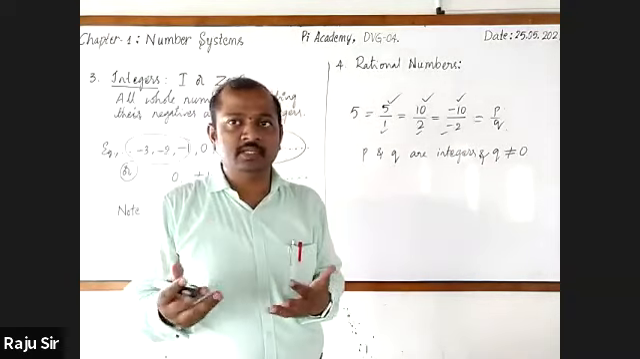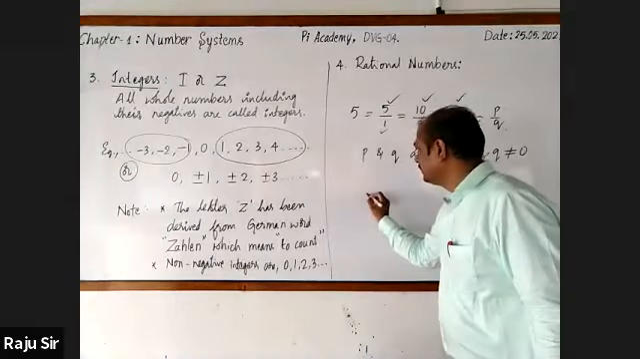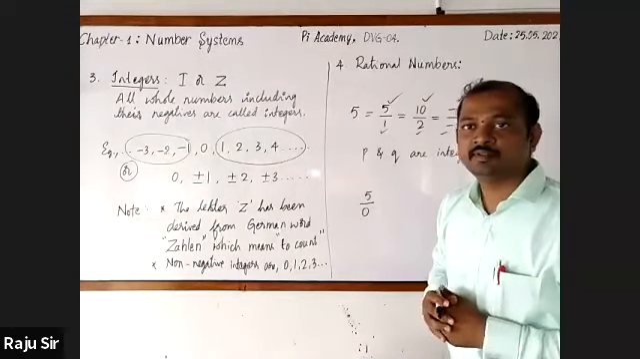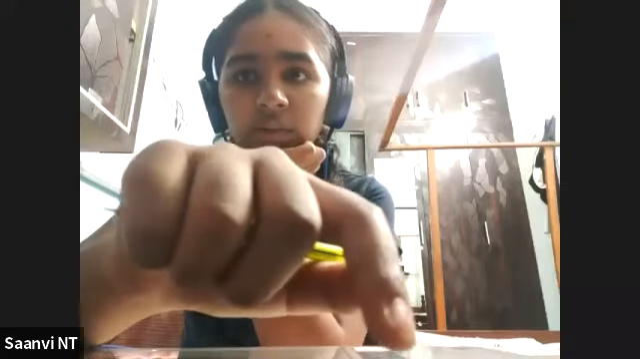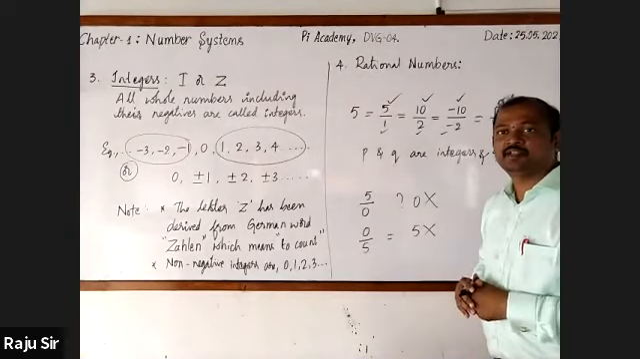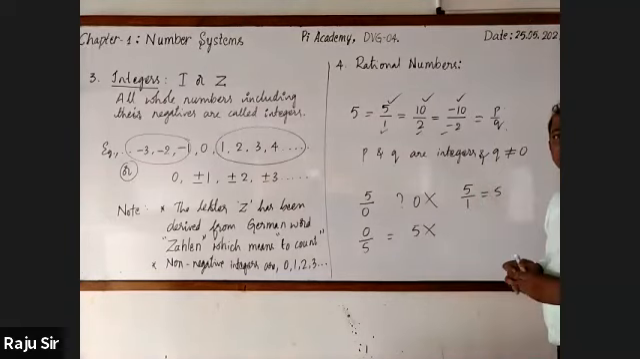You may be thinking, what happens if 0 is there in place of Q? See, 5 by 0. What is its value? 0? What is 0 by 5? 5? Here 0 is wrong, and here 5 is also wrong. Look here, 5 by 1 is 5. 5 divided by 1, you will get 5.